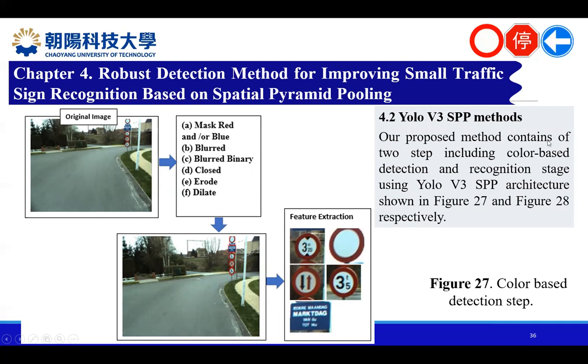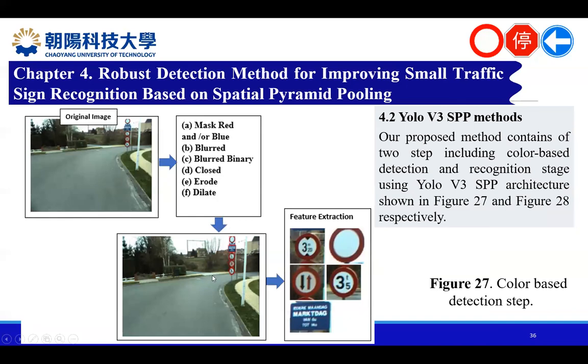Our proposed method consists of two steps, including color-based detection and a recognition stage using the YOLO-V3 SPP architecture, shown in figures 27 and 28 respectively. As we can see here, we have the original image, and we do the data preprocessing for the color-based detection. The steps include mask red and blue, blur, binary, close, erode, and dilate.